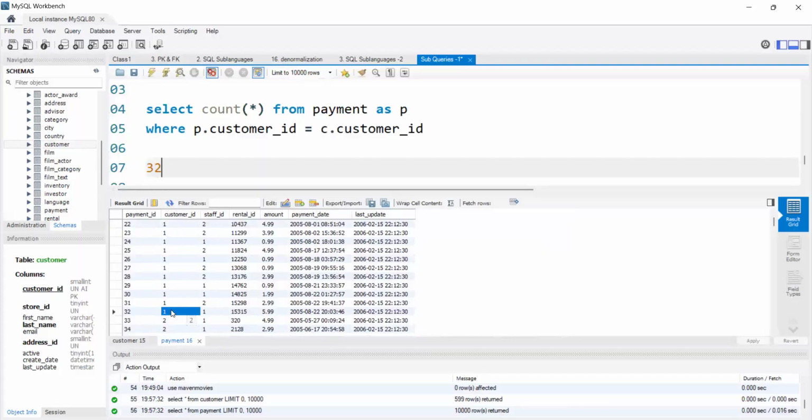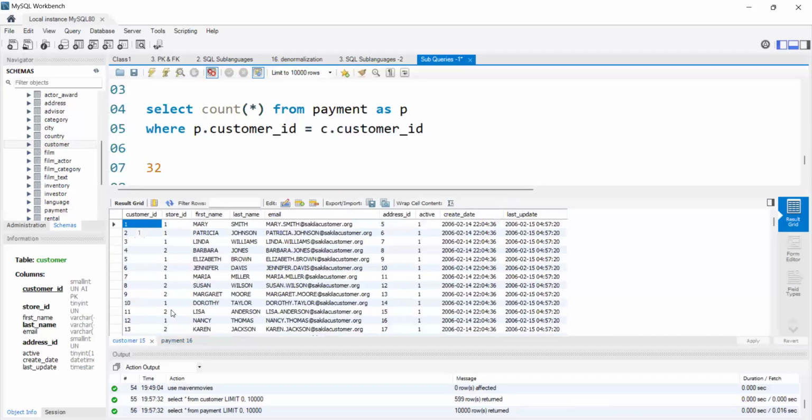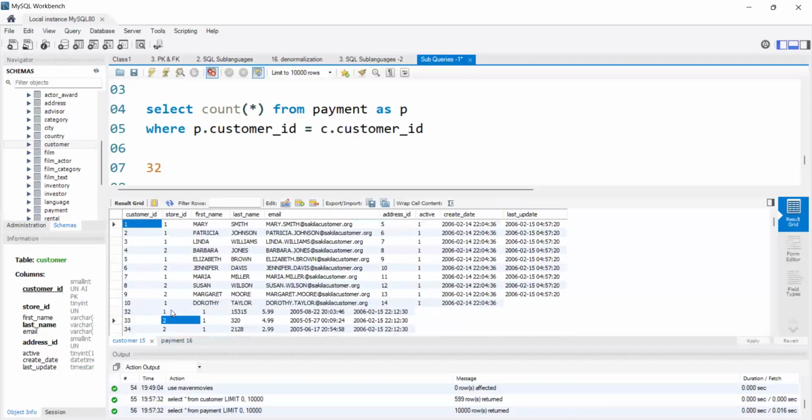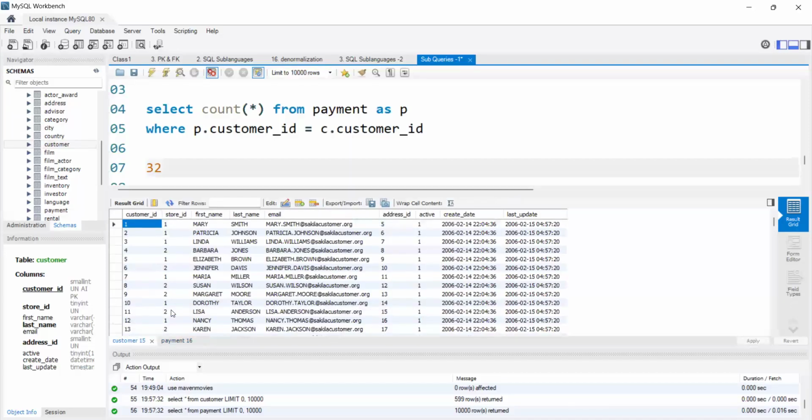Next, after 32, what will it do? It will go to this row. Here my condition is 2. It will check with the first row only, customer ID 1. Here the condition is not satisfied. 2 is not equal to 1. Then it will just store or return 32 as the output for customer ID 1.